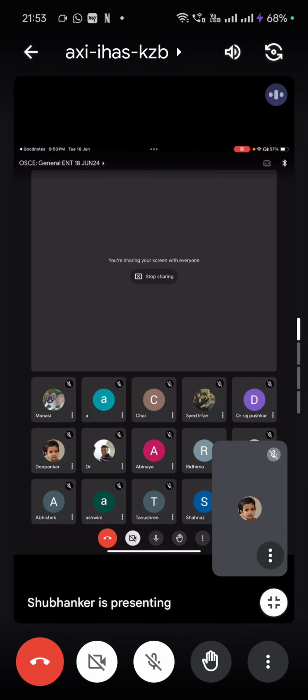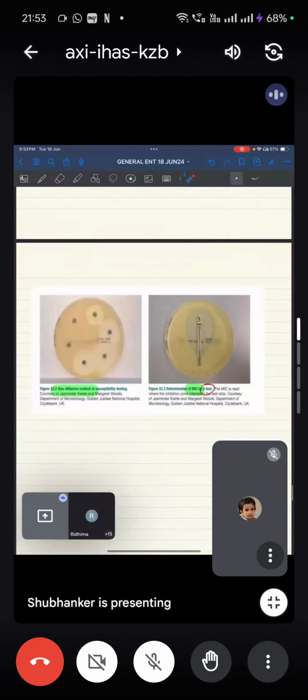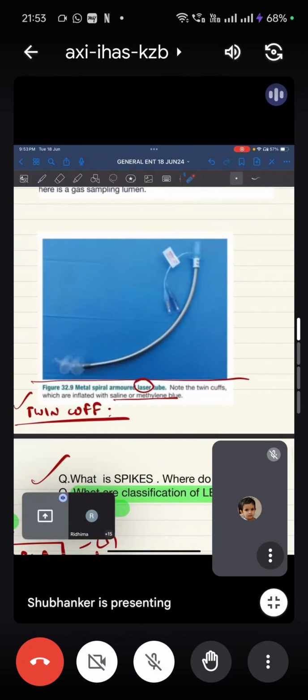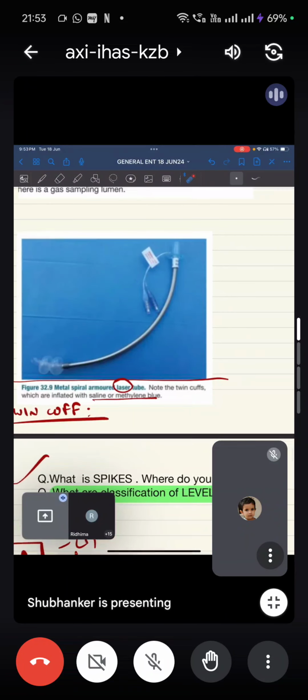No. And what was the name of the double cuff tube? There is no particular name given. It just mentions a metal spiral armored laser tube. They mention the twin cuff. This can also be asked in a question: how do you inflate it? Because in the laser, this is one point. We do not inflate it with air.